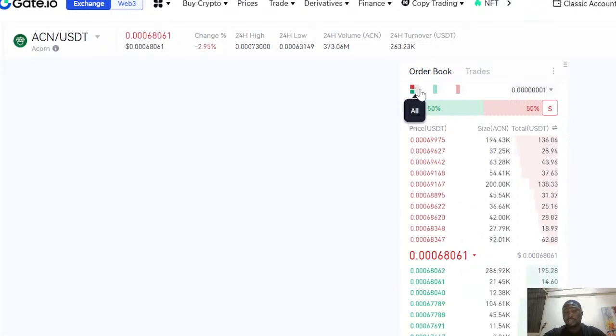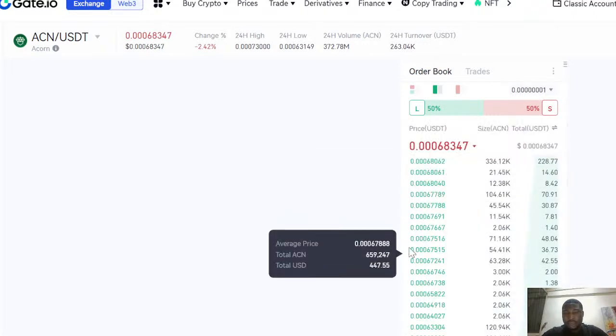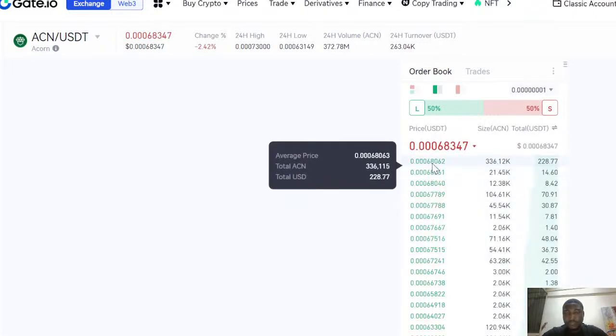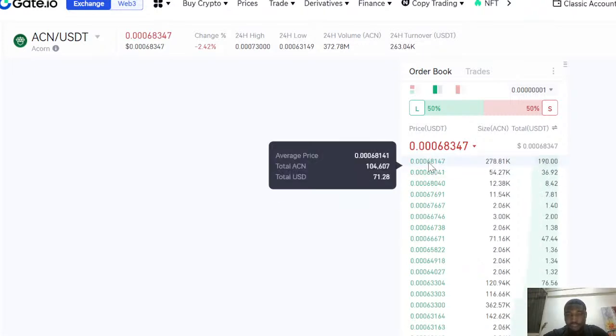So all this is basic information. Now looking at this area here, you can see this is the uptrend, the bullish move. Okay, the market is bullish. And this area here is the average price. This area that we have here is the range.